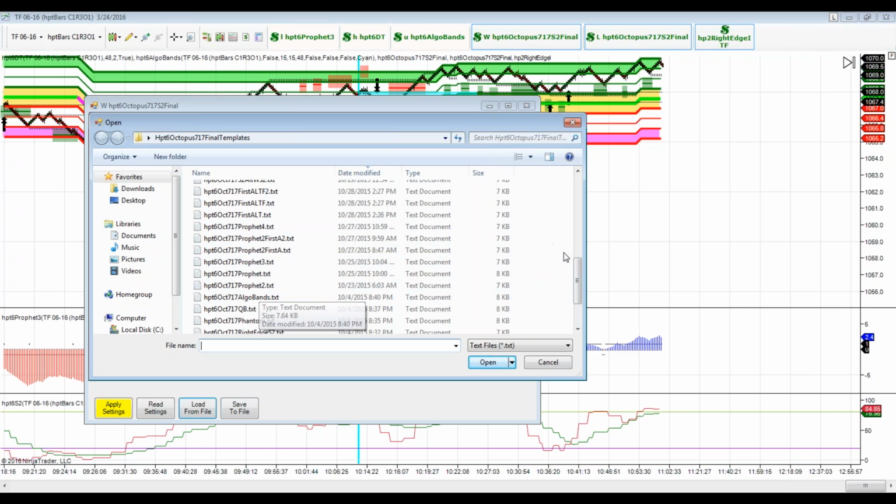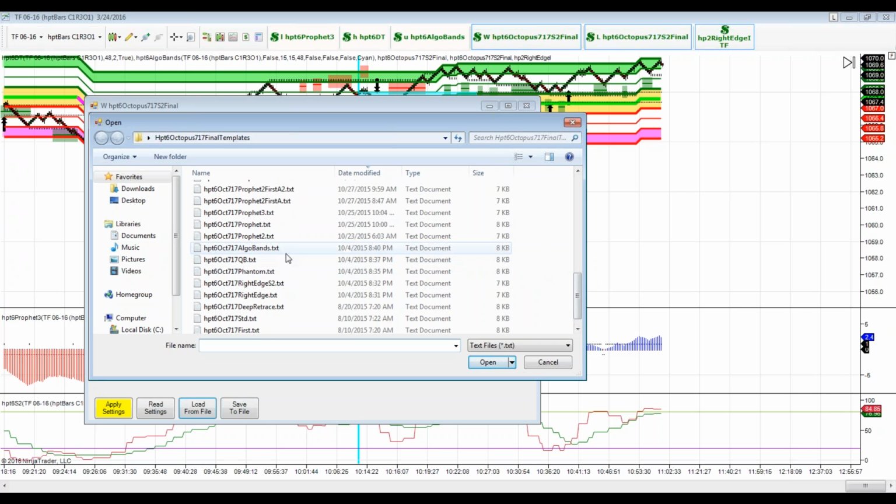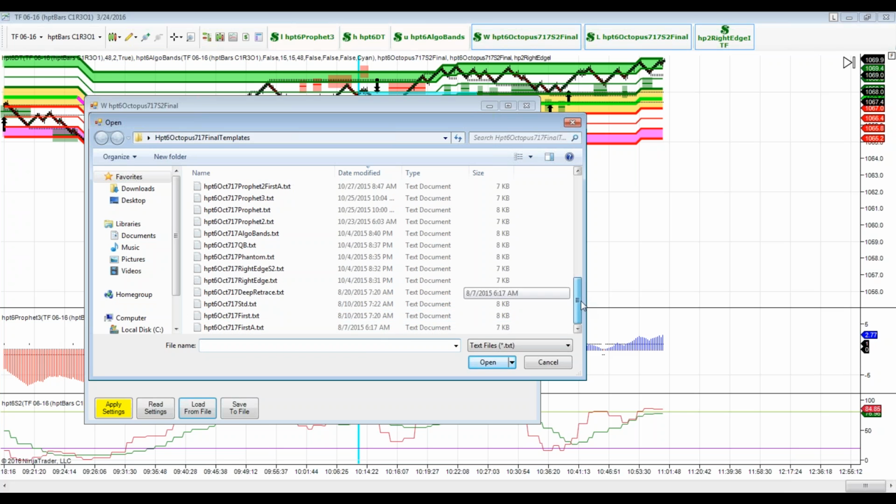Algo Bands, that was the original Algo Bands. This is using different logic. It can go both ways. That's the quarterback. The quarterback is basically a retrace approach, Phantom. Now right edge S2, that's retrace. Right edge is also retrace. Deep retrace by its name is a retrace. The standard was the very first one, the default that came out. That's momentum based. And the first A, like I said, is momentum based, but a small retrace.